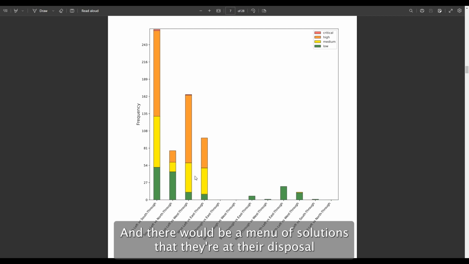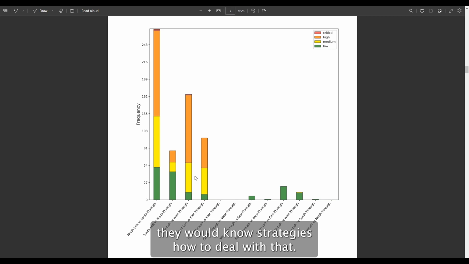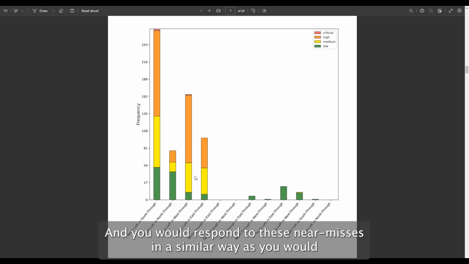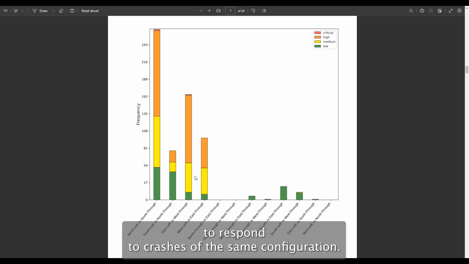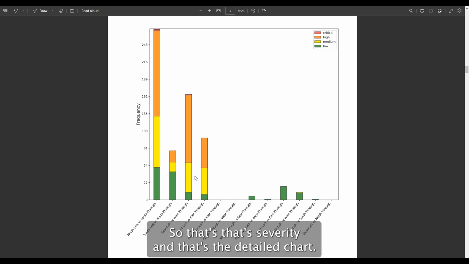And there would be a menu of solutions at their disposal that they know of. If they were having crashes of this pattern, they would know strategies for how to deal with that. And you would respond to these near misses in a similar way as you would respond to crashes of the same configuration. So that's severity, and that's the detailed chart.